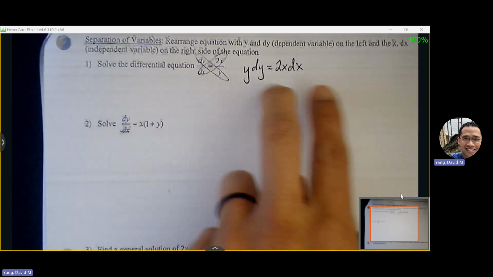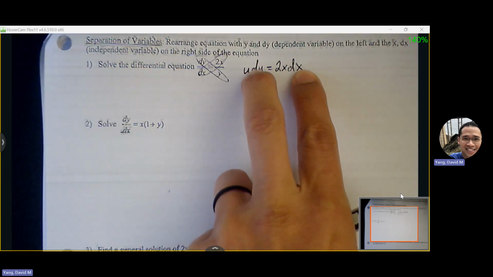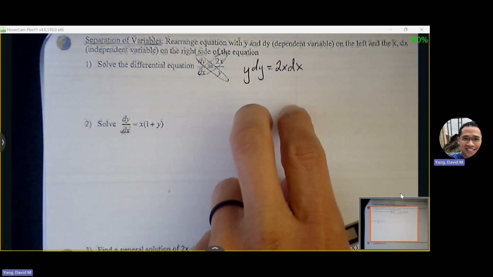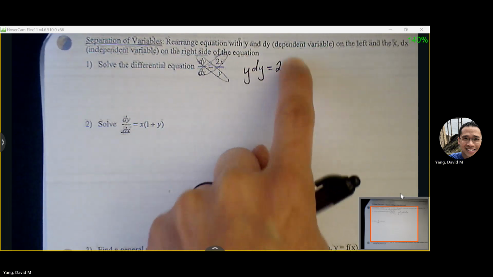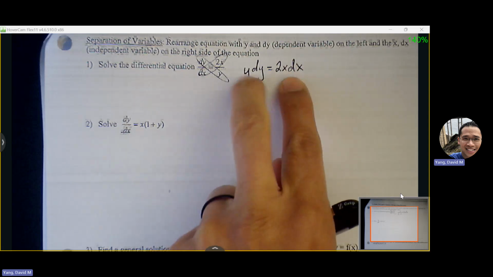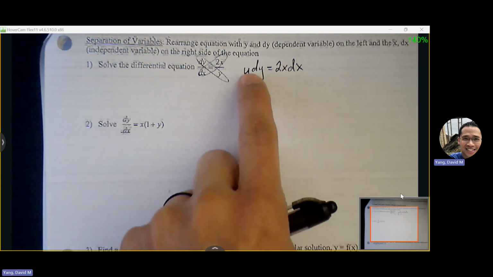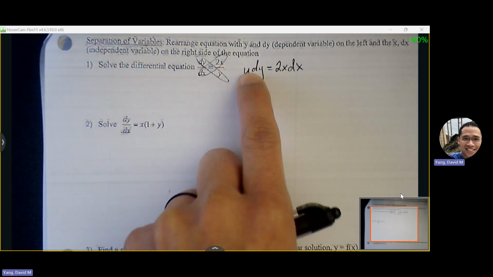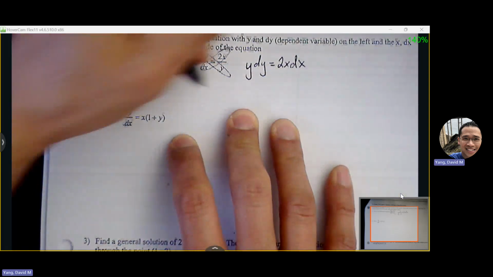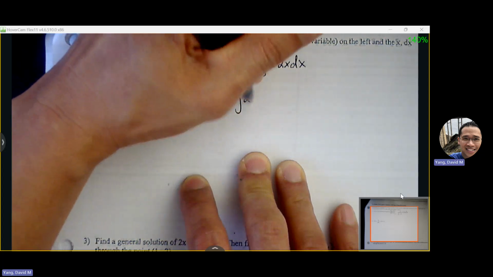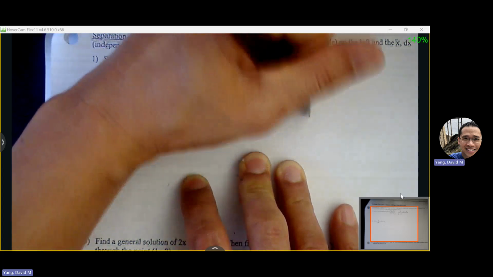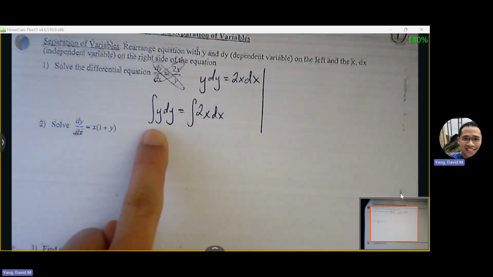After we get these dy and dx in place, we can ask ourselves, do we have our x's and y's in their right places? This one already does. The y's are together, the x's are together. Then we can move into our antiderivative process. Normally, we just worry about the right side, but now we also have to do our calculus procedure on the left side as well. So our next step, we're going to take our antiderivative on both sides of the equation and treat each side as its own problem.